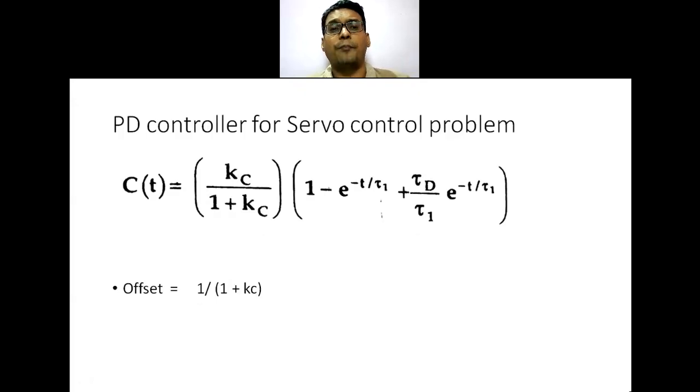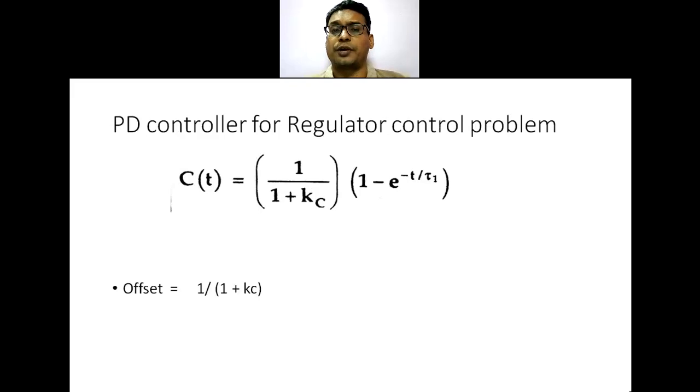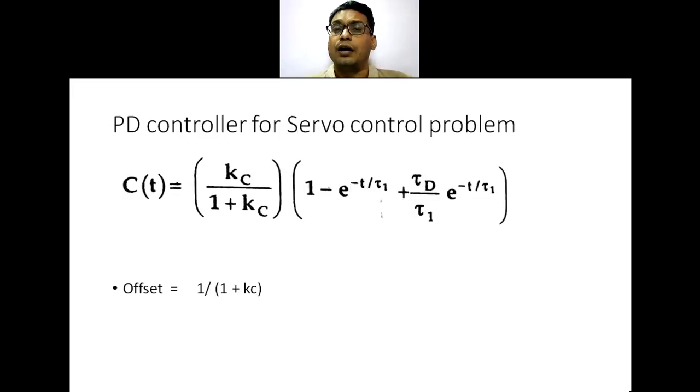Similarly, we can have a PD controller for the servo control problem and a PD controller for the regulator problem. There, the derivation can be done the same way, where the response you will get C(t) is equal to Kc upon 1 plus Kc into bracket 1 minus e raised to minus t upon tau 1, and the offset is 1 upon 1 plus Kc for a PD controller.